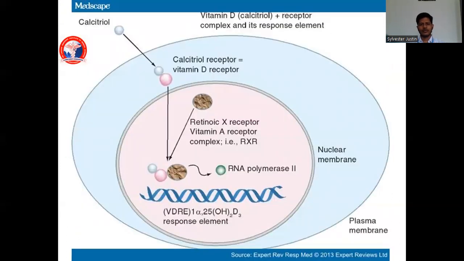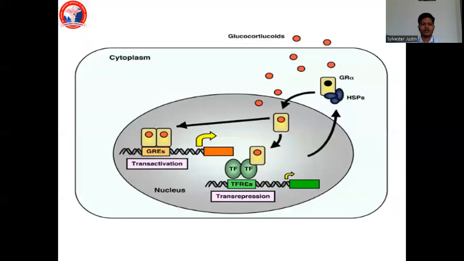Calcitriol, so vitamin D. This hormone acts by entering into the cell, attaching to its receptor, and then this complex acts upon the DNA to bring about its action. Similarly, glucocorticoid is another steroid hormone, which enters the cell, and intracellularly it reaches up to the nucleus to bring about its action.